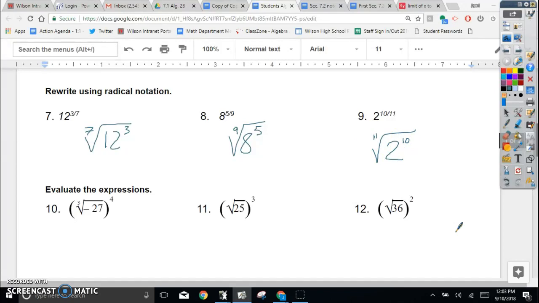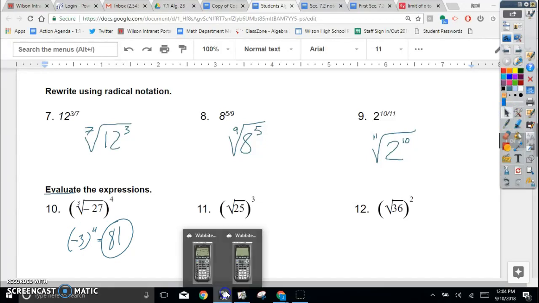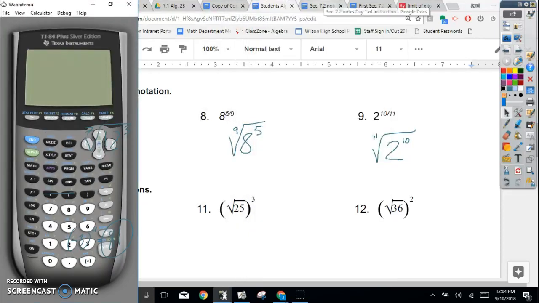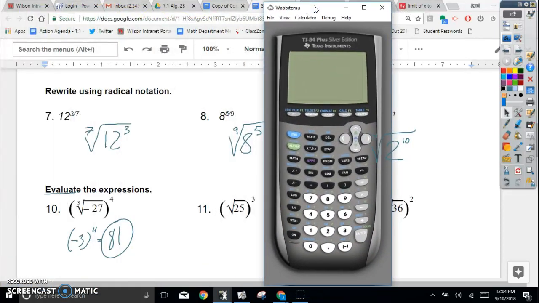Now as far as evaluating goes, we can do these on the calculator. As soon as you see evaluate, you can think calculator. But if I know that this is going to be negative 3 to the 4th, which should be 81, I'll just check that quick with my calculator. This is a free program. If you have a PC, you can download it. Okay, so I'm going to come back here, and I've got the cube root of negative 27, and that's all raised to the 4th. And you can see I get positive 81. While I'm here, I might as well do the square root.